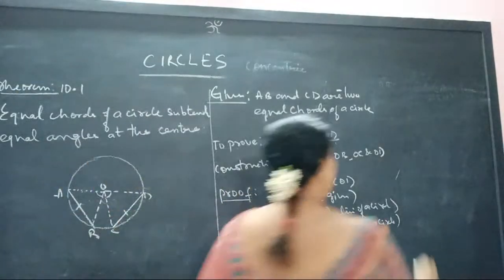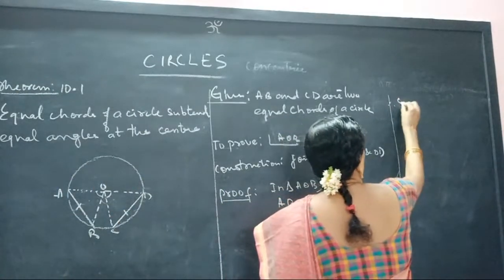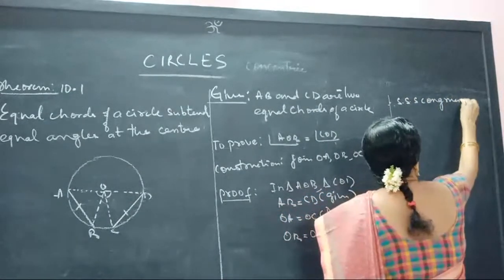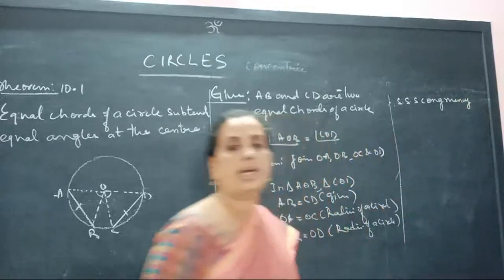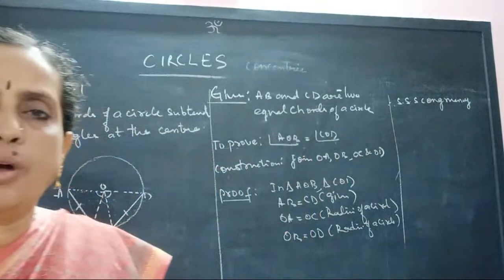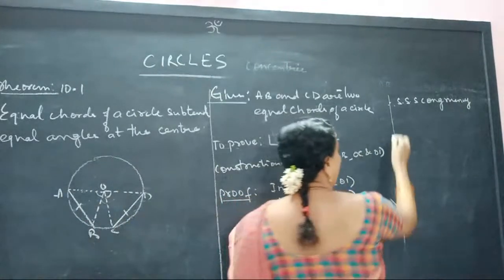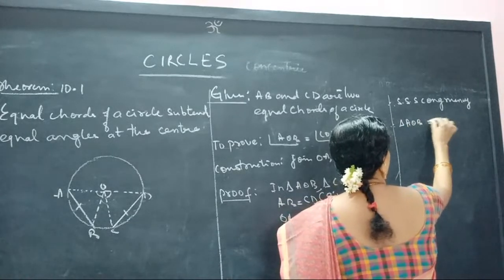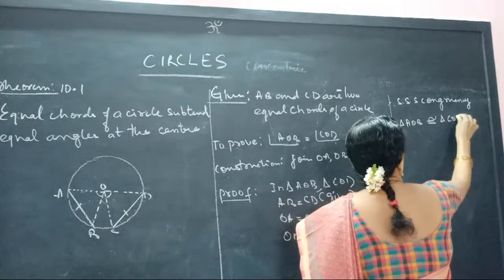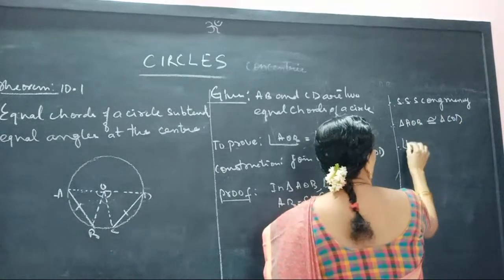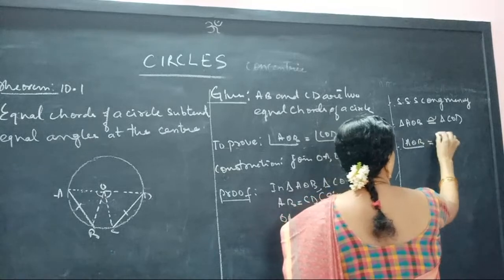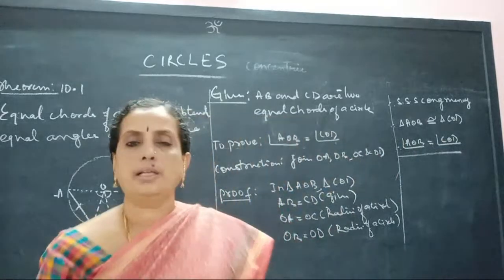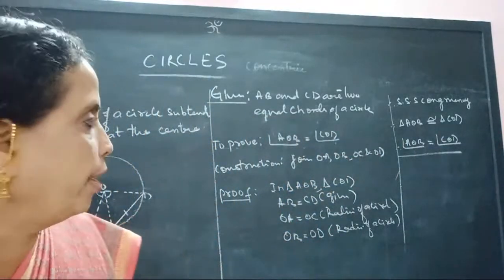By which congruency can we show the triangles congruent? SSS congruency. I think you have studied congruency in 8th standard. By SSS congruency, two triangles are congruent. Therefore, triangle AOB is congruent to triangle COD. Therefore, angle AOB equals angle COD. We call it corresponding parts of congruent triangles.